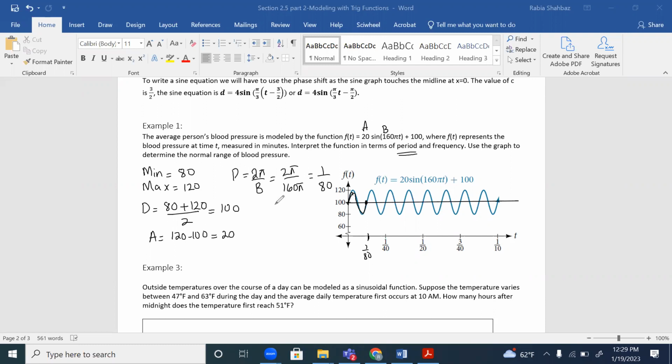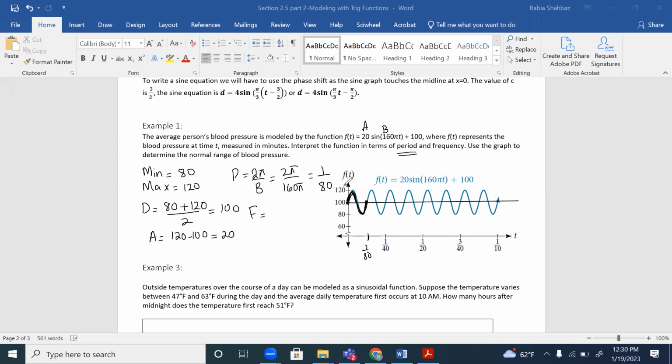So what does it mean? The period is 1 over 80, meaning in 1/80th of a minute is when the heart completes 1 complete beat. So in 1 over 80 of a minute, our heart completes 1 cycle, or it beats once, and the blood pressure goes from normal to 120 and then back to normal, and lowest to 80 and then back to normal.